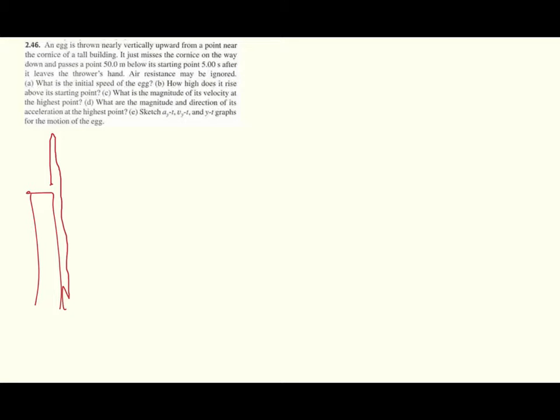Okay, and it says it passes a point. So it starts here and gets to a point that they say is 50 meters below here. And if this point over here is t equals 0, then this point right here is t equals 5 seconds. They say air resistance can be ignored. And then they ask us, what's the initial speed of the egg?